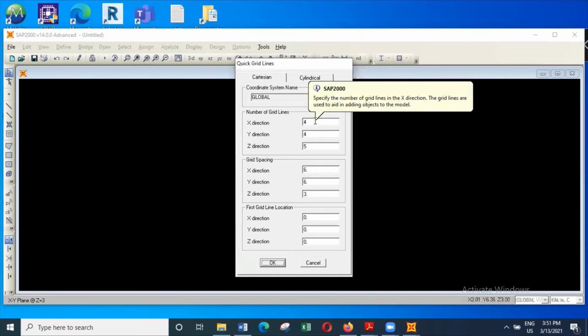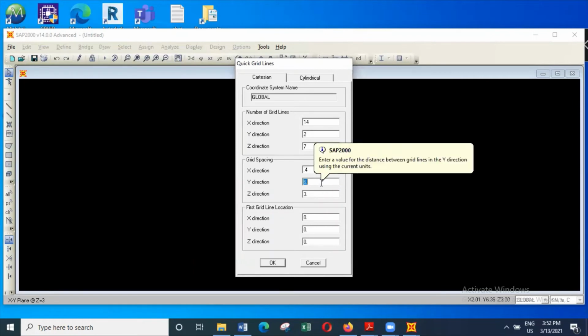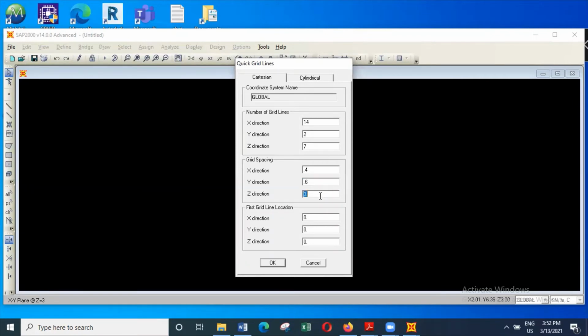Number of grid lines in x direction 13, and in the other directions 2 and 7. Spacing in the X direction 0.4, Y direction 0.6, Z direction 0.5.